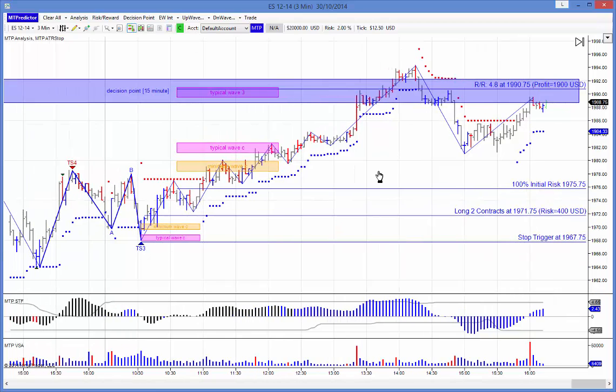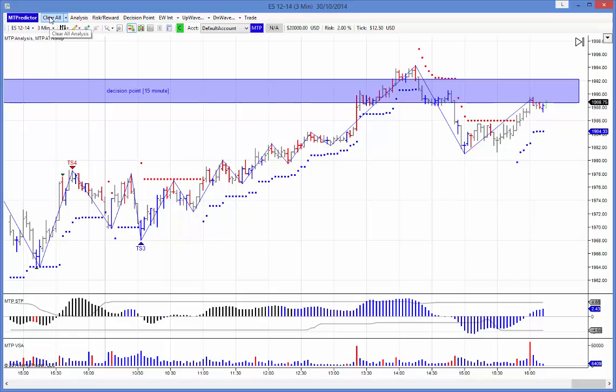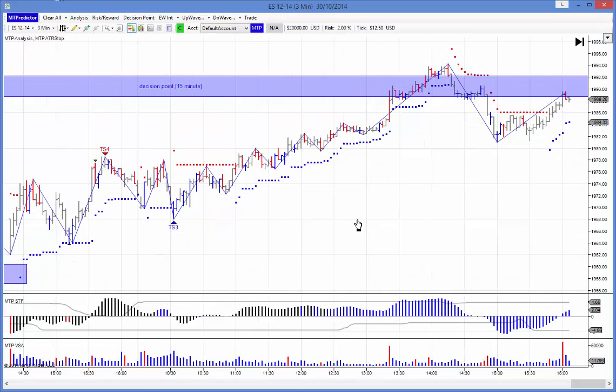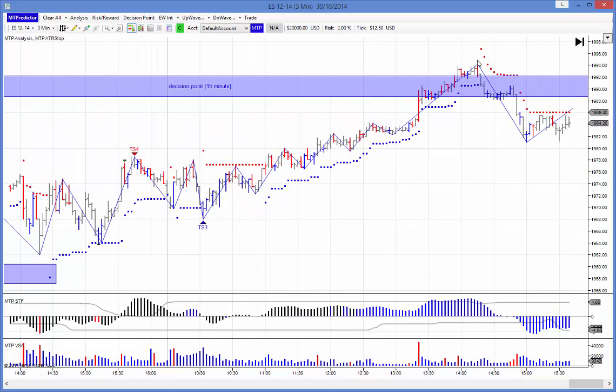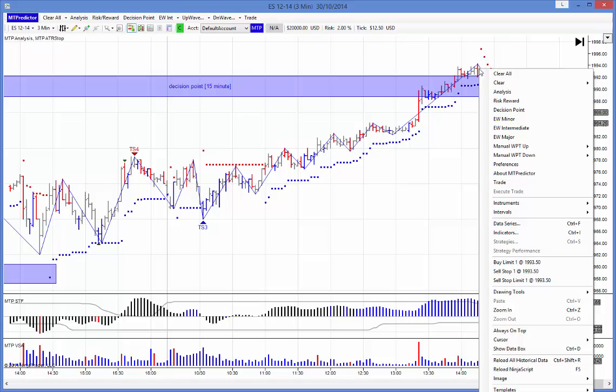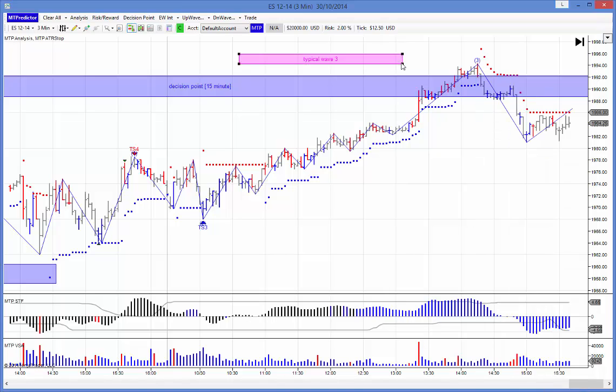Or, if you're very experienced, as I've already shown, you'd have a look at the Elliott wave patterns. Now, the Elliott wave patterns on an intermediate degree on a 15-minute chart are the same as the Elliott wave patterns on a major degree on a 3-minute chart. So if I do right mouse click at the high here, do Elliott wave major, can you see how this found the major swings.